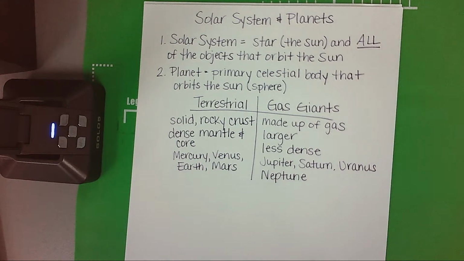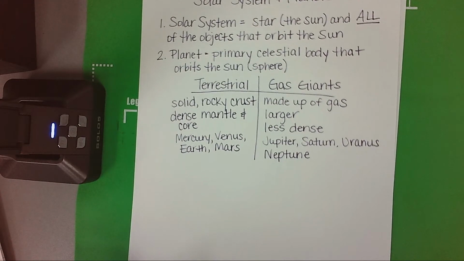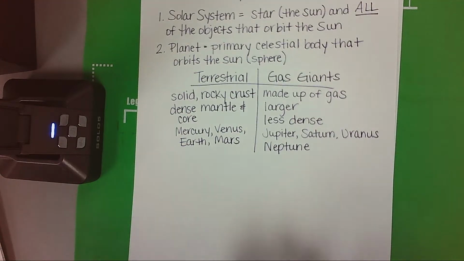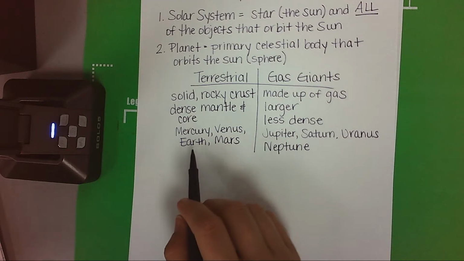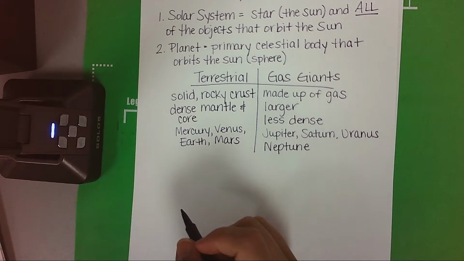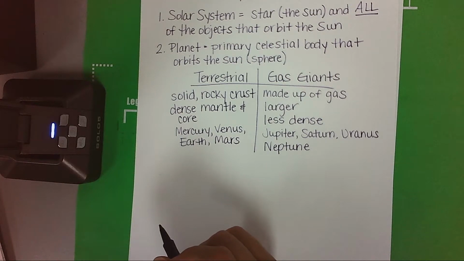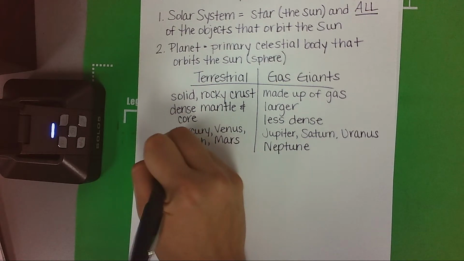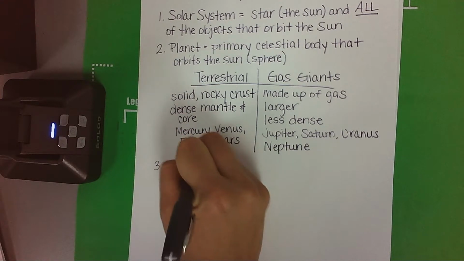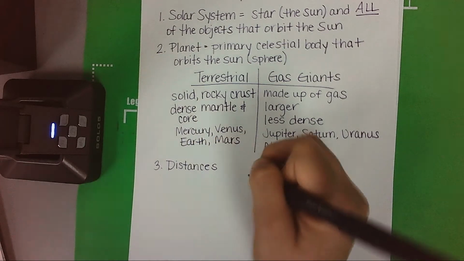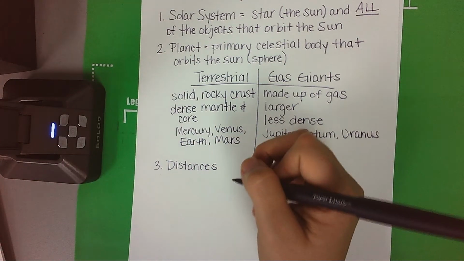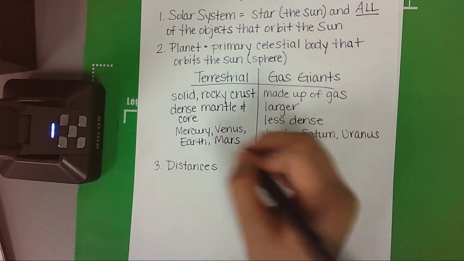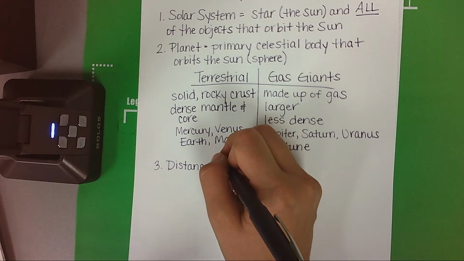Okay, so when we're talking about the solar system, we as scientists like to know, if we're on Earth, how far away are we from the Sun? How far away is Mercury? Just like we want to know how far away school is from my house. So when we talk about distances, there's a different measurement when we talk about space. We don't use inches, feet, miles, or kilometers, because the distances are so large.